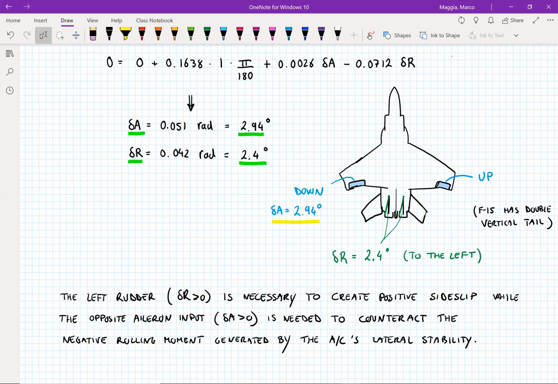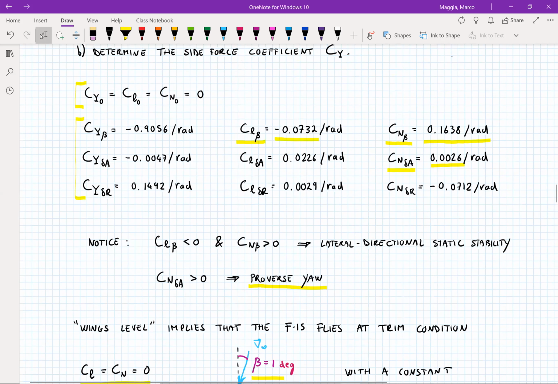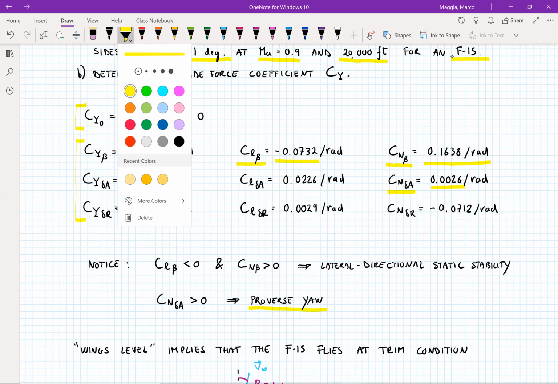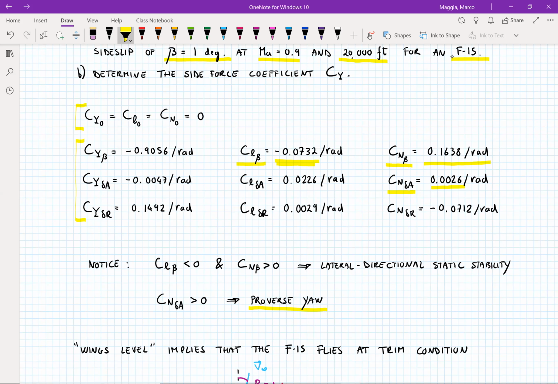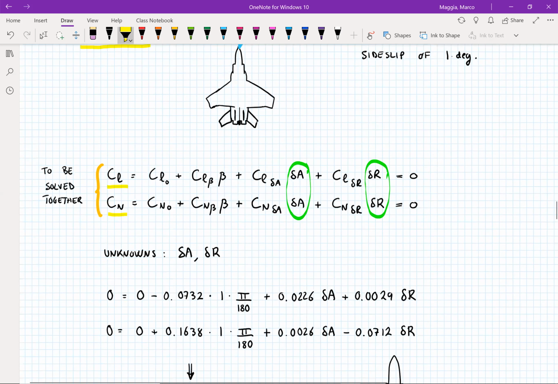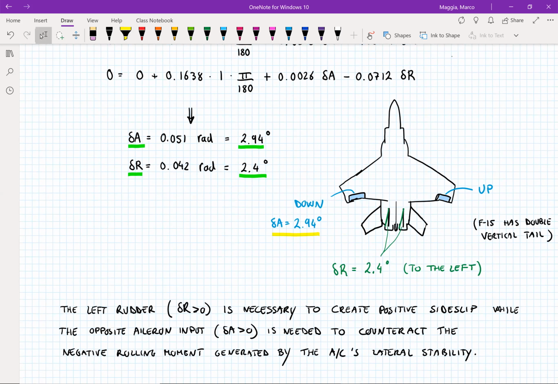Because here we have a positive beta angle, a positive side slip angle. So the lateral stability, since it's negative, is producing a negative rolling moment. So the aircraft would start rolling towards the left. And that is because it wants to cancel out the side slip angle by rolling towards the left.